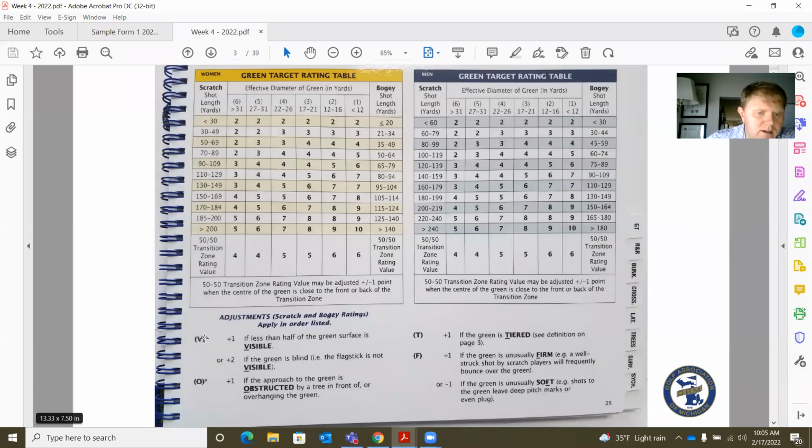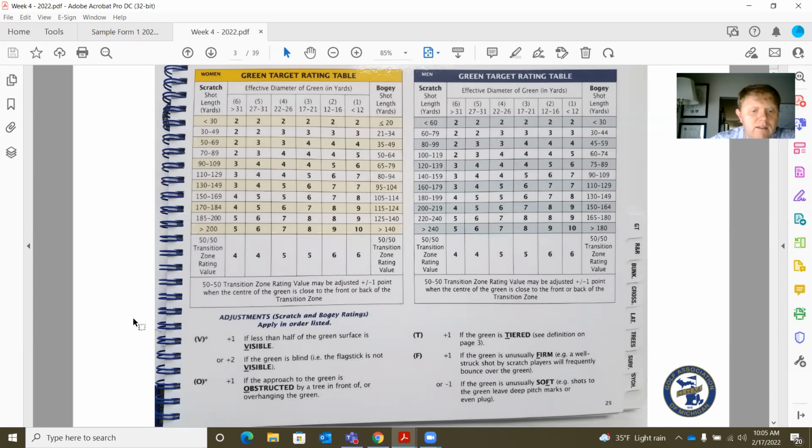So the first adjustment here is the visibility adjustment. And there are 2 adjustments here. A +1 if less than half the green surface is visible. A +2 if the green is completely blind, if I can't see the flagstick. And I'll tell you for sure, if you haven't gotten to the green as part of a rating team and looked back and realized that you forgot to look at the green to see if it was visible from your landing zone, you haven't rated enough, because every person does that at least once or twice.